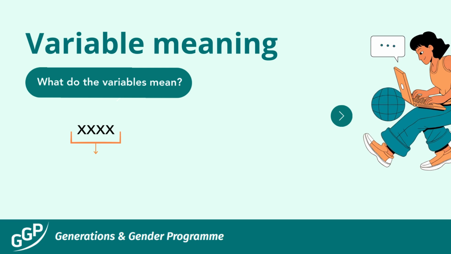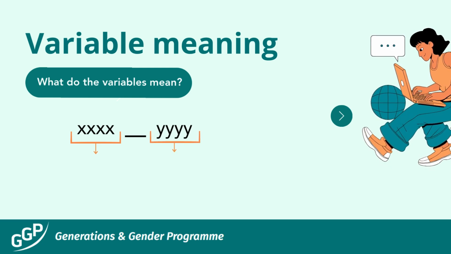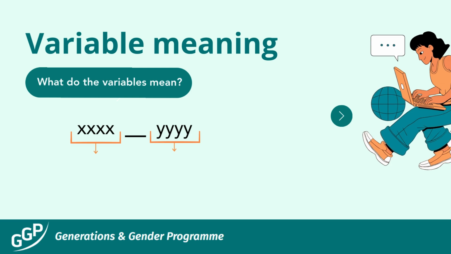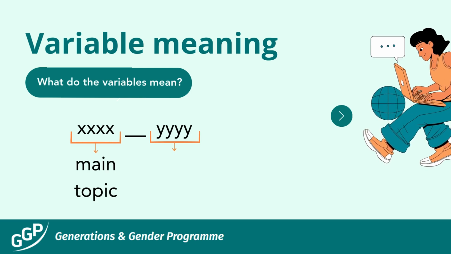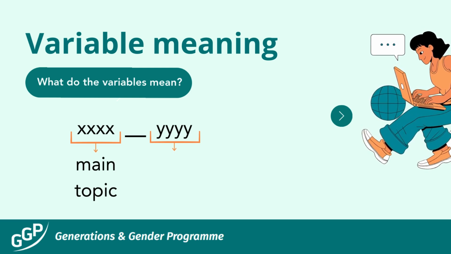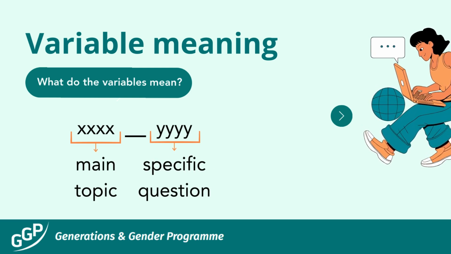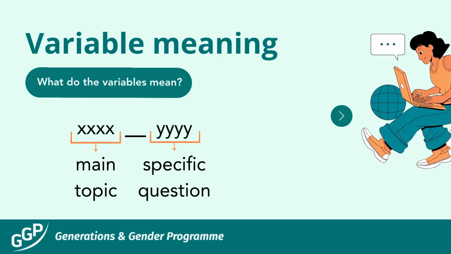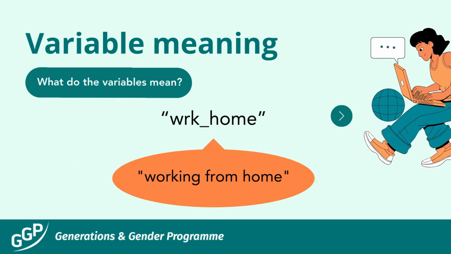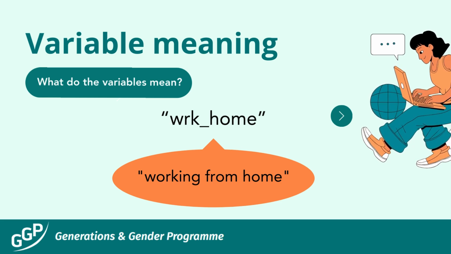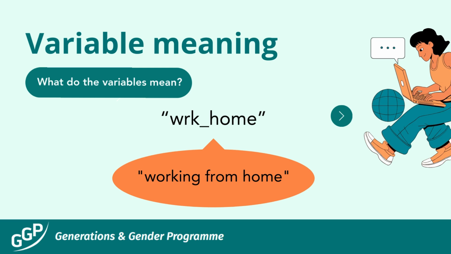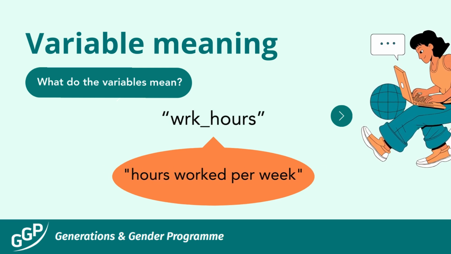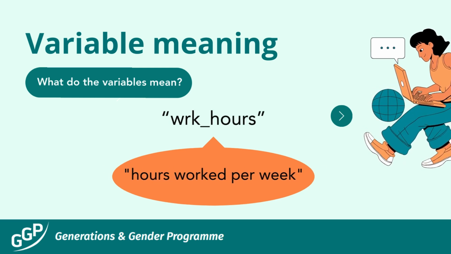The labels are usually composed of two parts, which are separated by an underscore. The part that comes before the underscore represents the main topic, whereas the part that follows indicates the specific question. For example, the variable WRK_home identifies whether the respondent works from home or not. Likewise, WRK_hours measures the number of hours the respondent works.